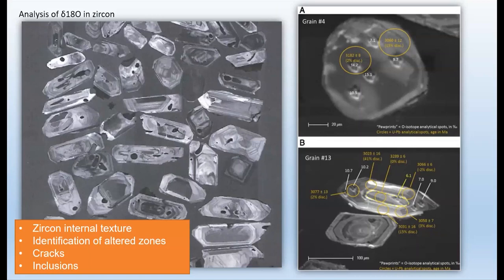One is just the zircon internal texture. Do the zircon grains themselves look like they're magmatic crystals, or is there indication of secondary processes? Is there identification of cracks and altered zones that may tell us more about a fluid-rock interaction process rather than the primary magmatic crystallization oxygen isotope value? So cracks and inclusions are also bad news, and we don't want to hit those when we're carrying out our analysis.